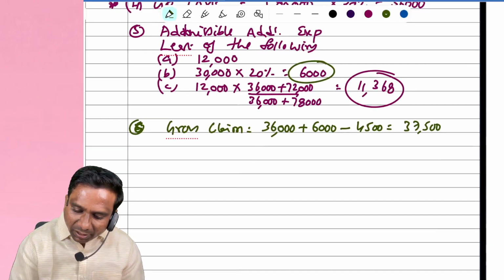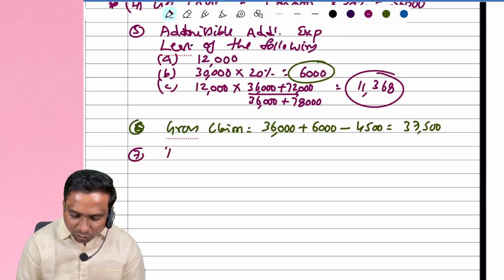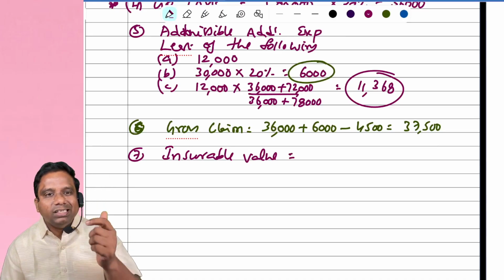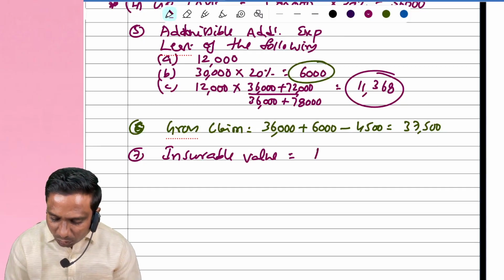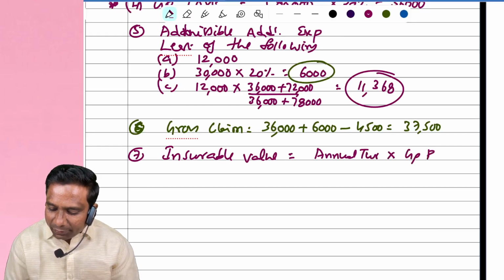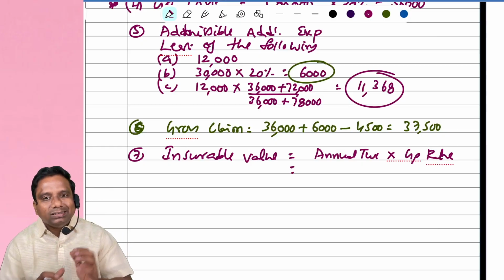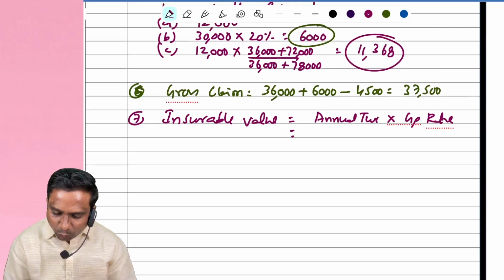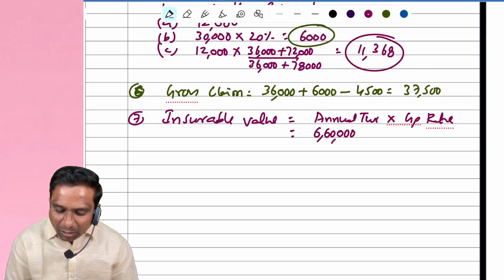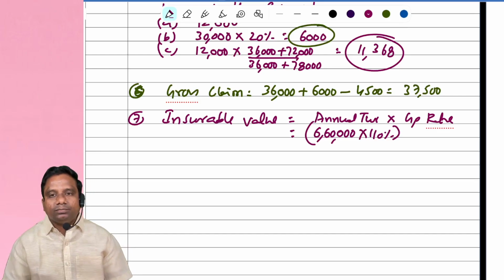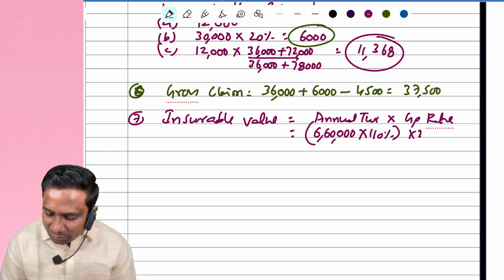But before making it as your statement, we should check the insurable value. We should check whether the average clause is applicable or not. So check insurable value. Insurable value is nothing but annual turnover into GP rate. Annual turnover is nothing but previous year annual turnover. How much? 6,60,000 they have given. But in the problem they have given the trend, 10% increase. So I will take 110%. Can I take 110%? Yes, sir. And what is my GP rate? 20%.